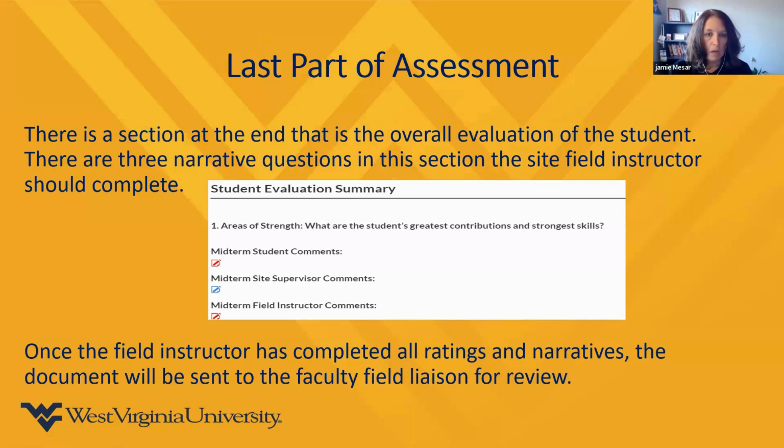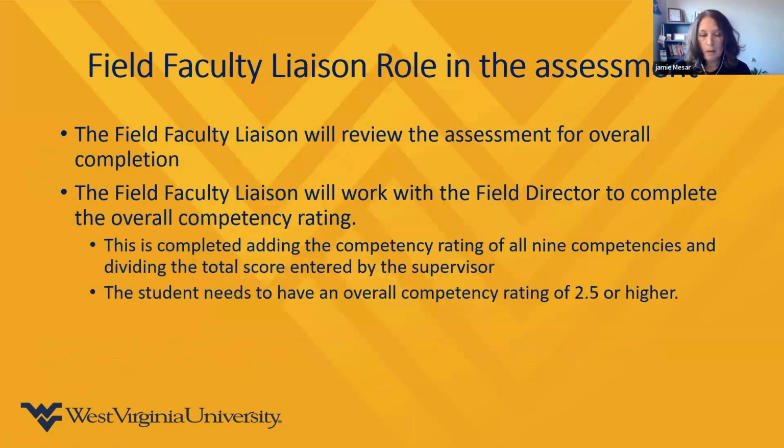And then the last part is, again, the strengths and weaknesses that we're looking at for the student. Once it is completed by the field instructor, it is then submitted to the faculty field liaison for final review and assessment. So we, as the instructors or the faculty field liaisons, are reading through all of these, and we're looking in regards to all of the information that is provided by those ratings, but also those narratives.